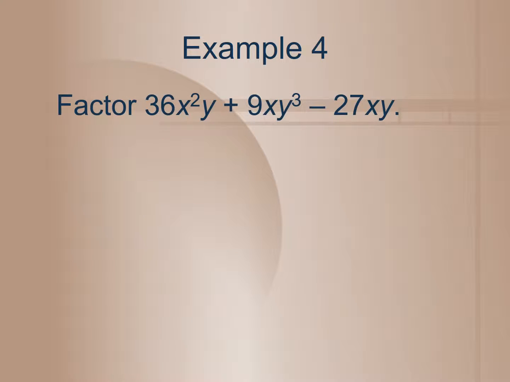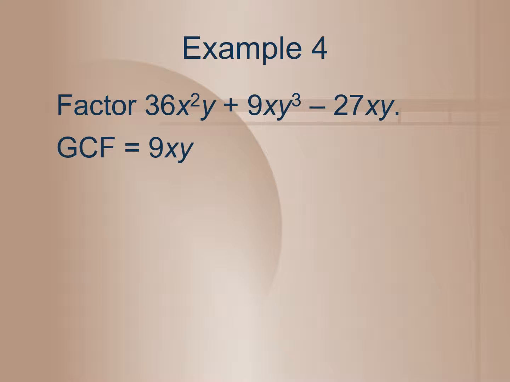Next example, we're going to factor this. This is a trinomial, and we're going to look for our greatest common factor. So the greatest common factor of 36, 9, and 27 is going to be 9, because 9 can go into all of those. And then the next part of our greatest common factor is going to be x, because every term has at least one x that we can divide by. And then the next part is going to be y, because every term has at least one y that we can divide into. So our greatest common factor is 9xy.